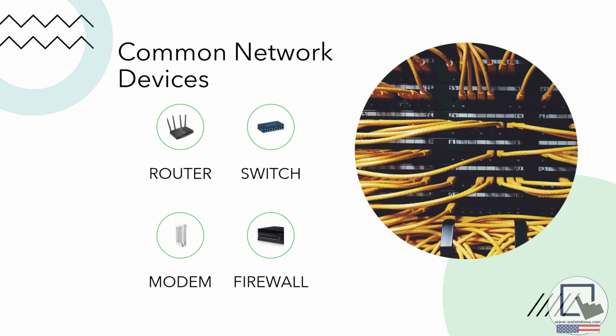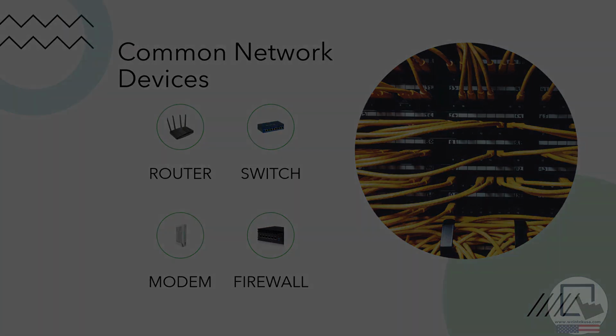Network devices are essential components that facilitate communication and data exchange within a network. Here are a few that you may see out in the wild. Key devices include routers, which direct data packets between networks, switches, which connect devices and send data frames within a single network, and modems, which convert digital data to analog signals and vice versa for internet connectivity. Additionally, firewalls protect networks from unauthorized access and cyber threats.